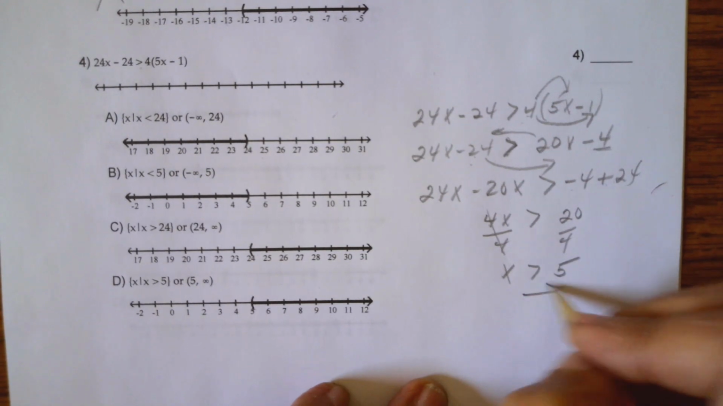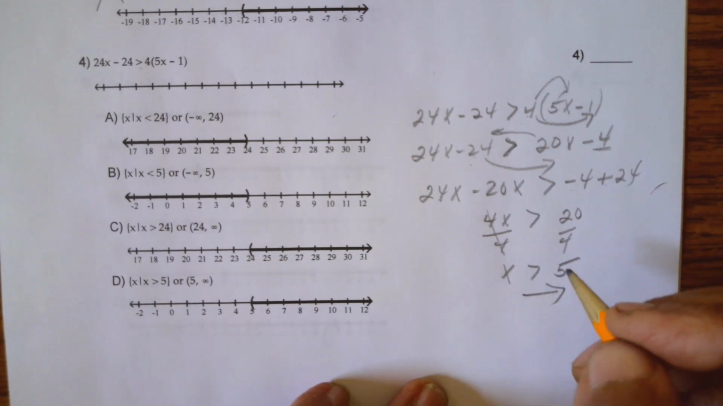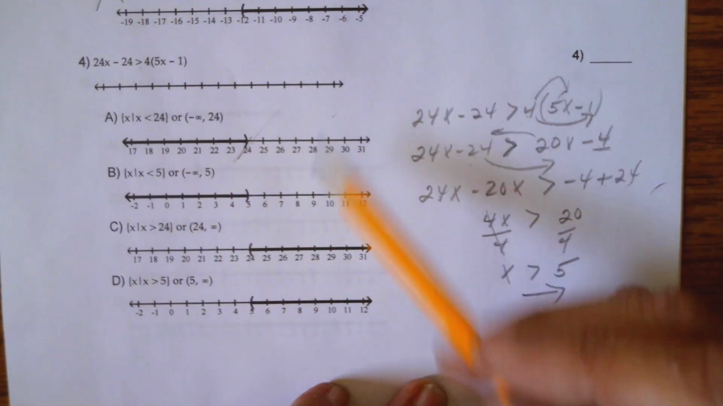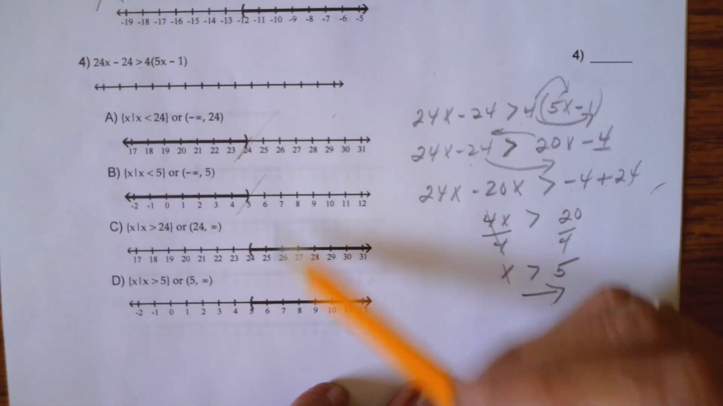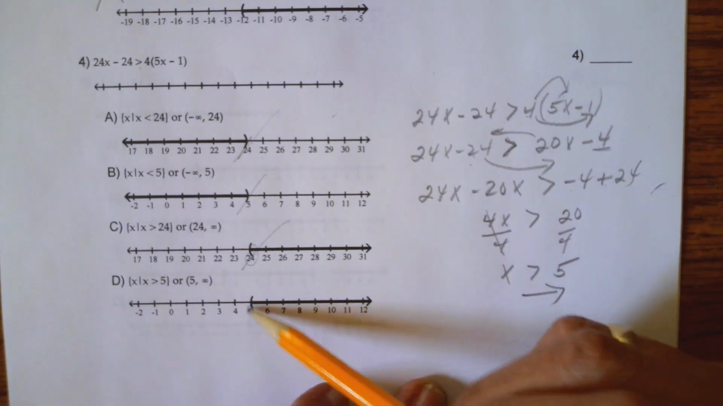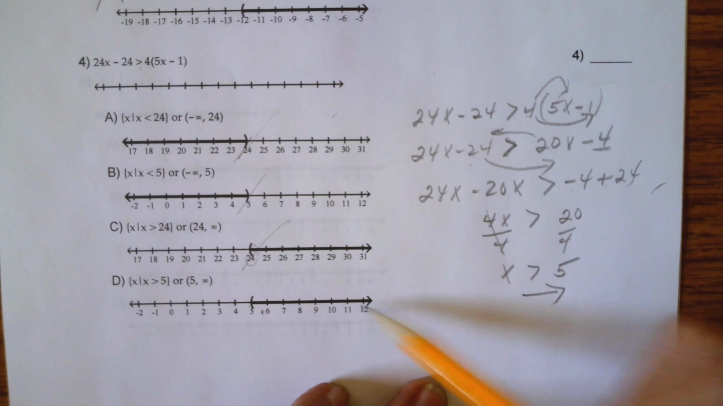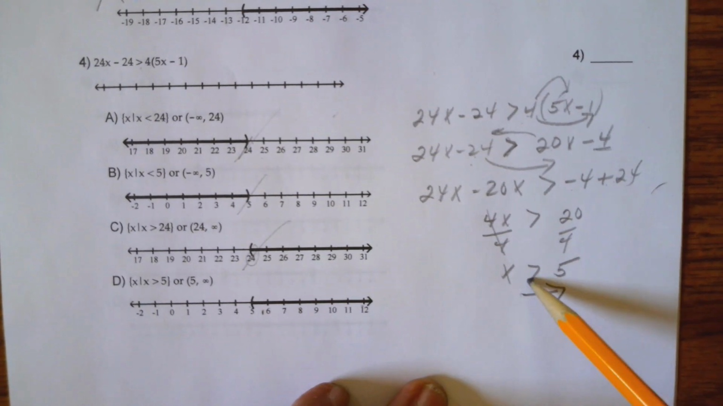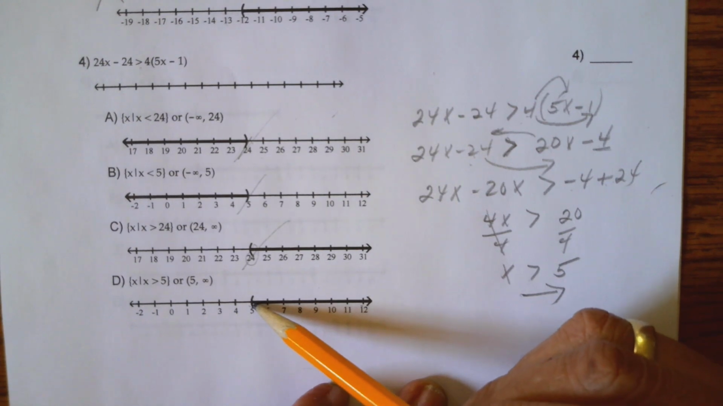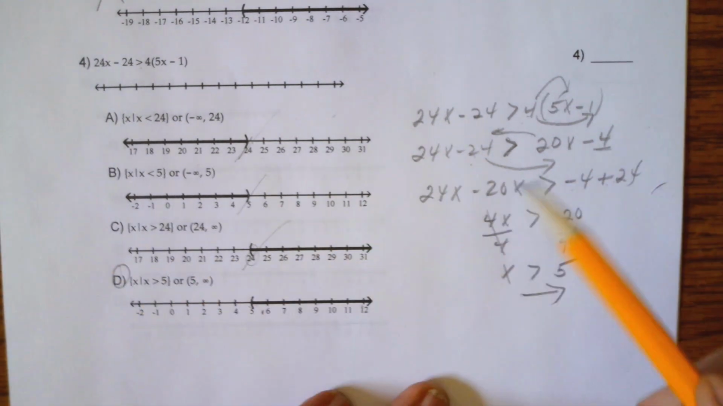So I'm going to my right. I'm not getting 24 out of this. This is going less than. This is going to the right, the correct way, but starting off at 24. Notice this starts at 5 and goes to the right. This is what I'm looking for. Values of x that are greater than 5, so it's a strict inequality. It's a parenthesis. Number 4, letter D.